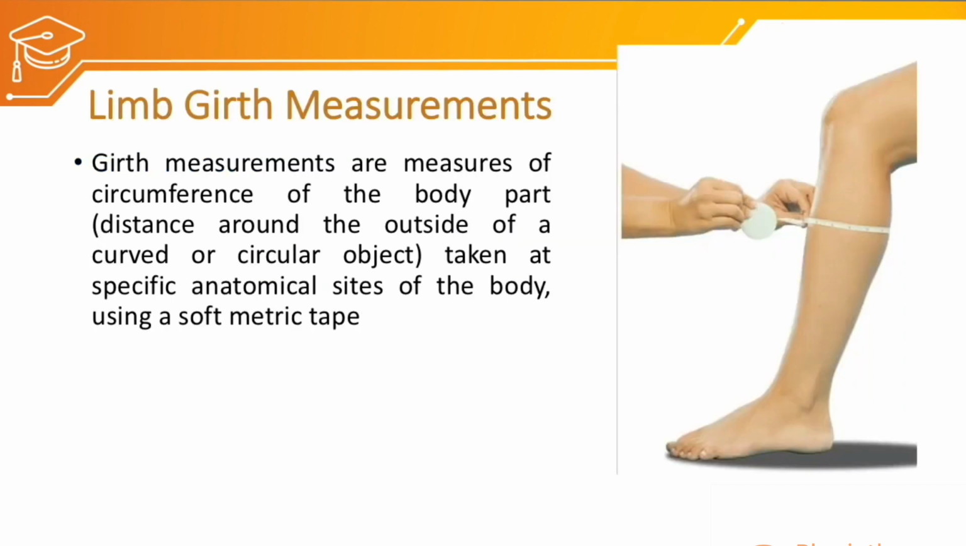Let us move on to limb girth measurements. So what do you mean by limb girth measurement? It is self-explanatory. Girth measurements are measures of circumference of the body part taken at specific anatomical sites of the body using a soft metric tape.